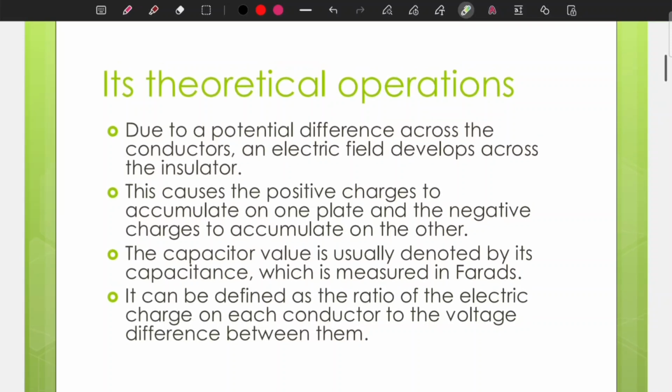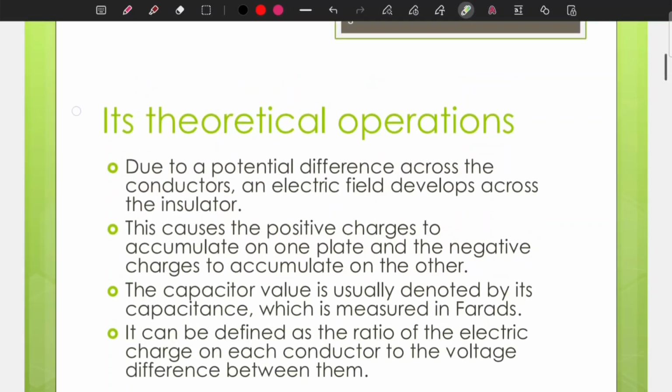Due to a potential difference across the conductor, an electric field will develop across the insulator. Like you saw earlier, we have two plates, so when there is a potential difference between them, we will develop an electric field. It will cause the positive charges to accumulate on one plate and the negative charges to accumulate on the other one. The capacitor value is usually denoted by its capacitance, which is measured in farads. So farads is the unit for capacitance.